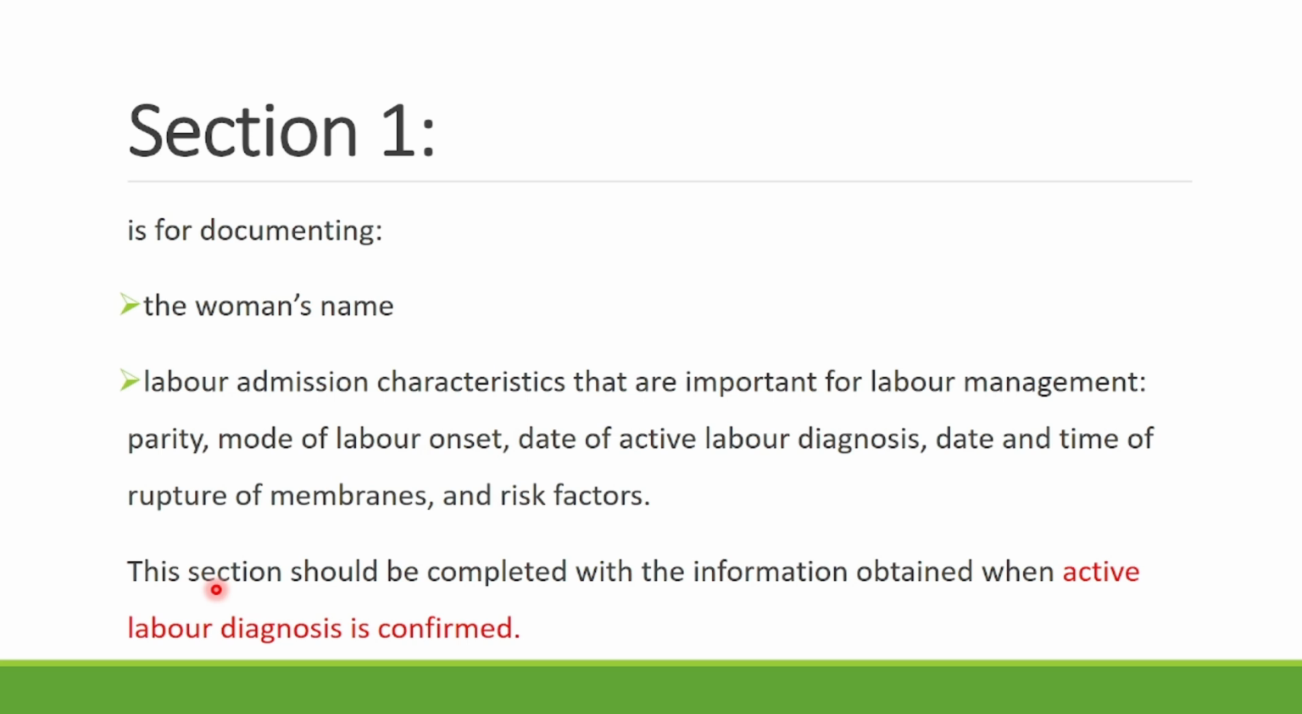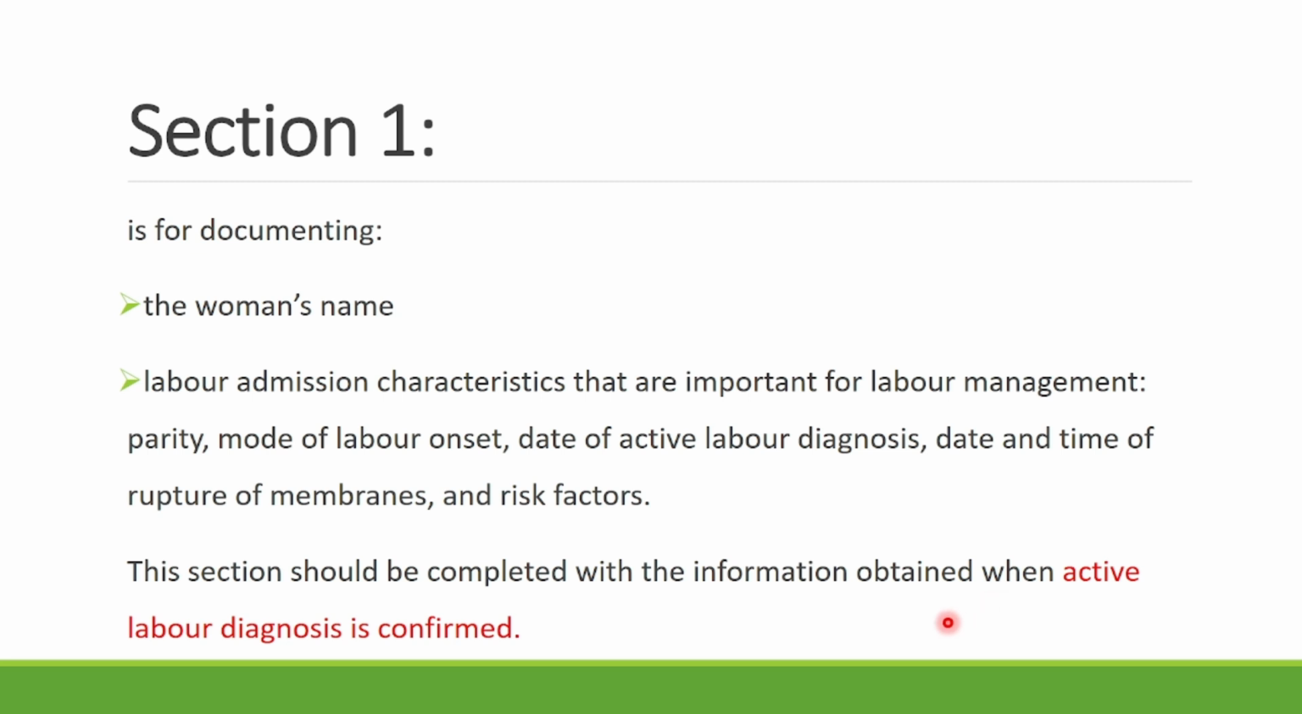Whereas the previous WHO partograph consisted of 4 sections. The first section was about fetal condition, then labor progress, then the mother, and the general information at the beginning: the woman's name, time of admission, date of admission, mode of labor, time of rupture of membranes. And we concentrate here that we start the Labor Care Guide for the woman when she is in active labor.